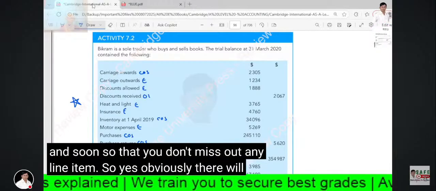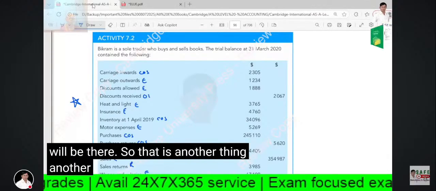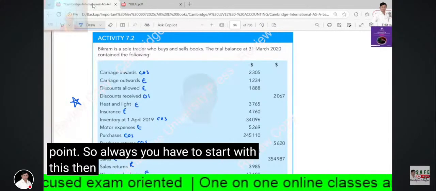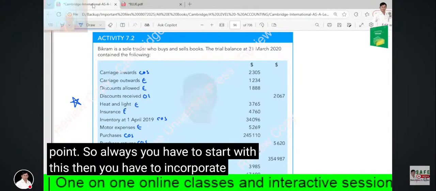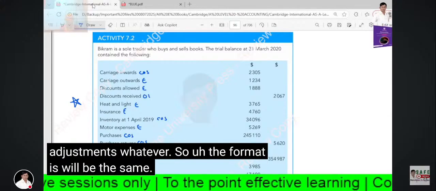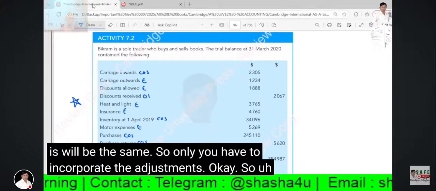Yes, obviously there will be adjustments. A lot of adjustments also will be there. So that is another part. But this is the starting point. So always you have to start with this. Then you have to incorporate the adjustments, whatever. So the format will be the same. You only have to incorporate the adjustments. Okay. So practice this question.